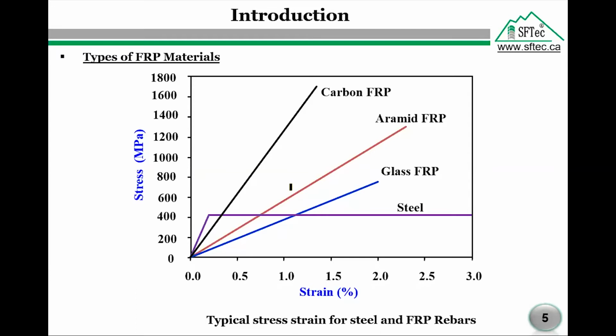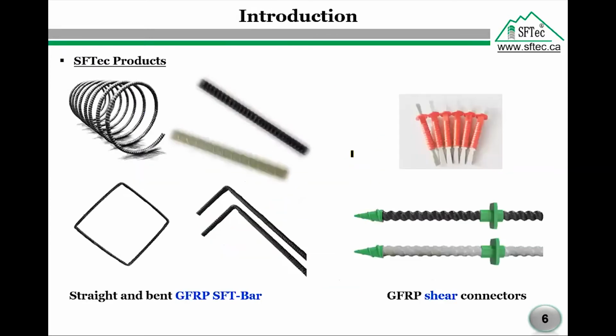The only difference between steel and FRP bars is that FRP bars are linear up to failure and exhibit no ductility or yielding. SFTec products. In our company, we are mainly focusing on the production of GFRP materials as straight bars, bent bars, closed loops, spirals, and GFRP shear connectors for sandwich panels.